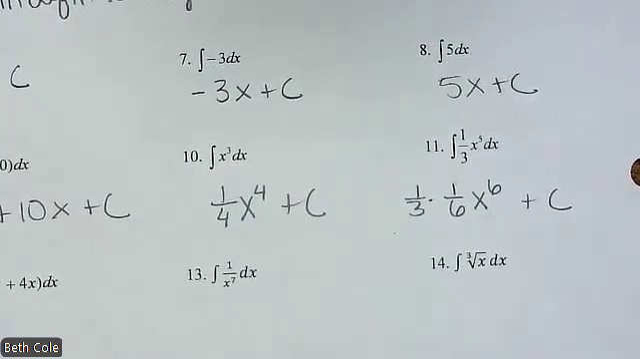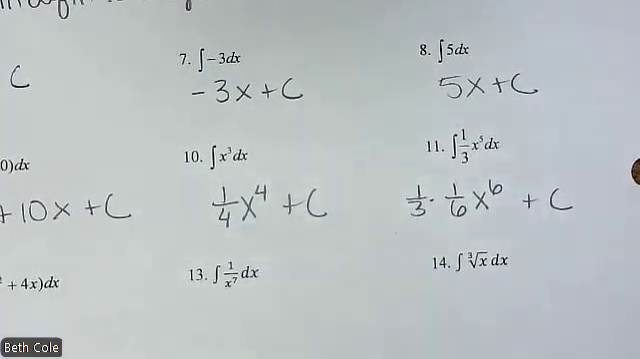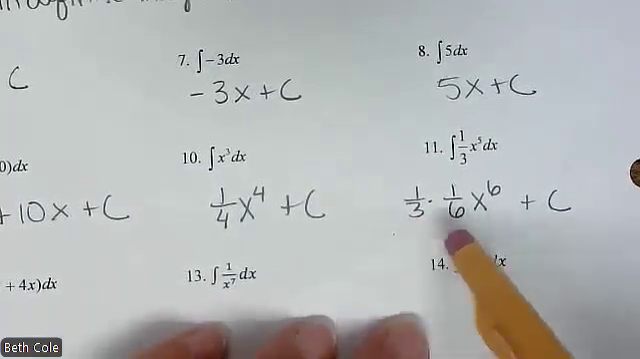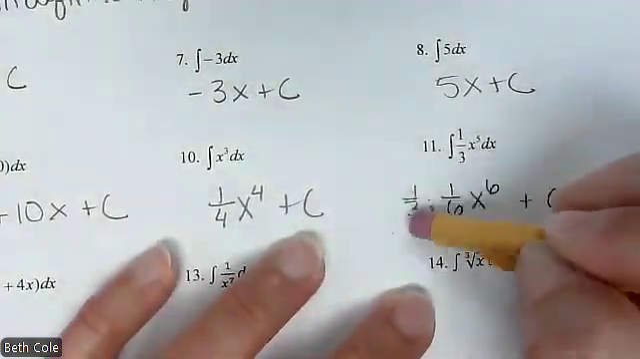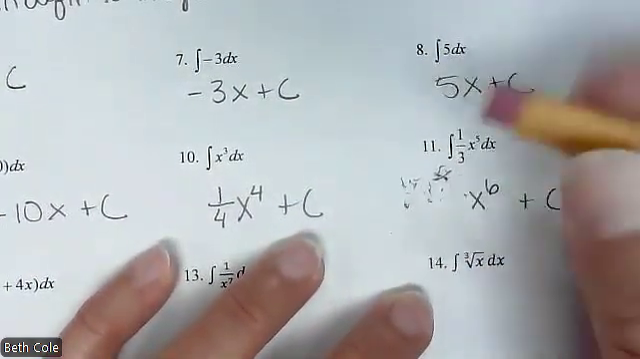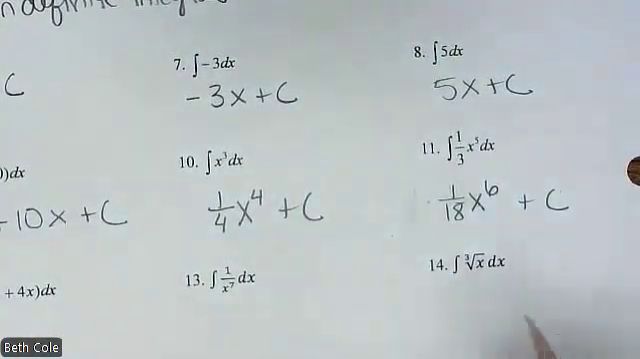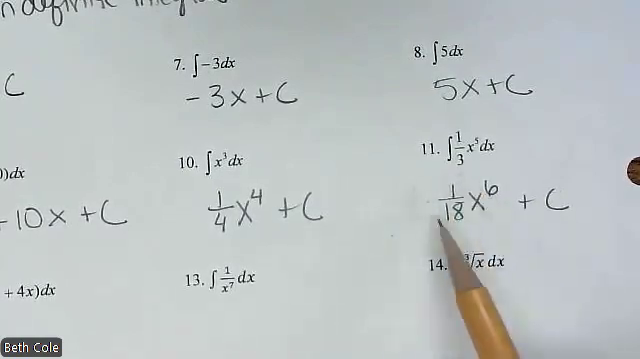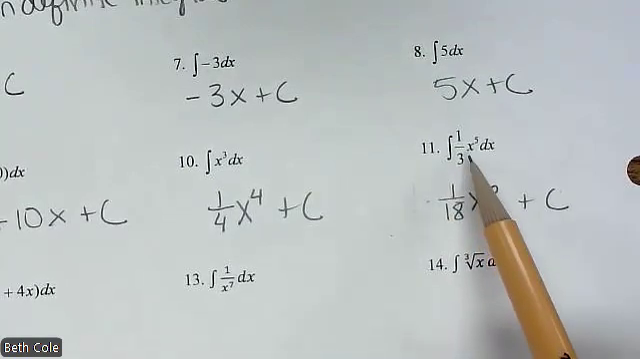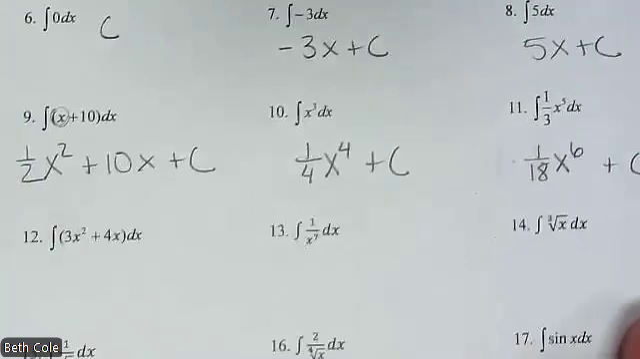And I'm going to flip my pencil over. There's a cool thing on the other end, which is an eraser. And I'm going to just fix that. 1/3 times 1/6 be 1/18. And you can always do the derivative to check. If you do the derivative of this, you'll get 1/3 x to the 5th. So you can always do a derivative to check.